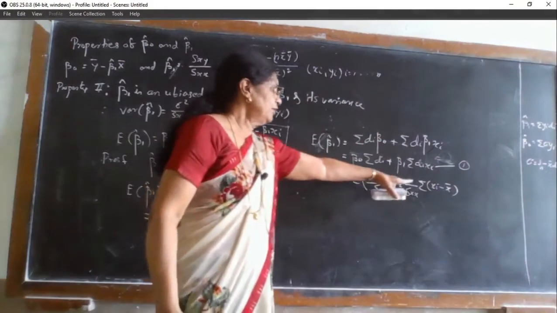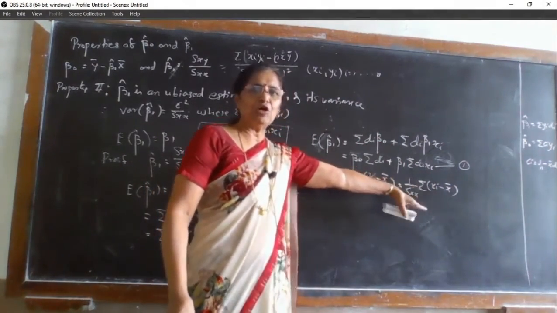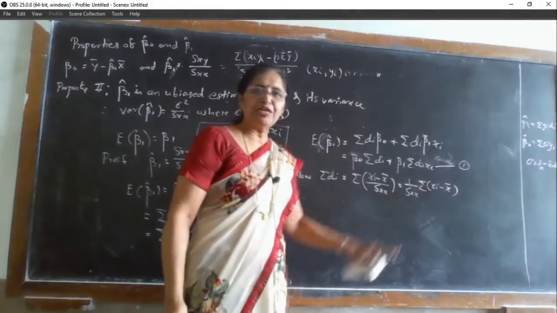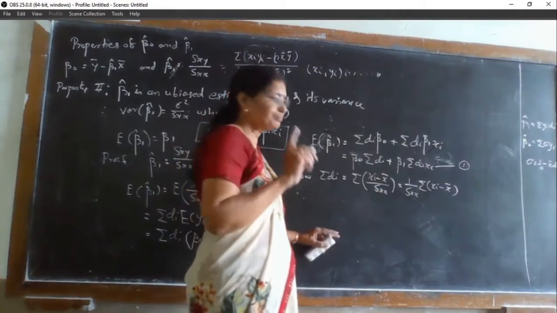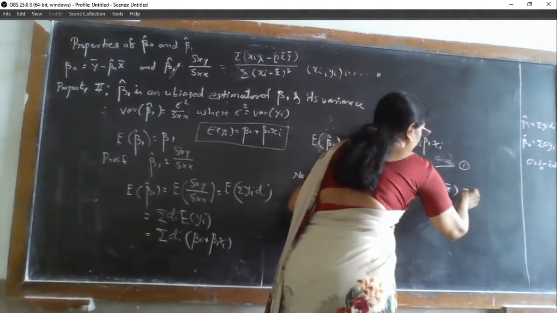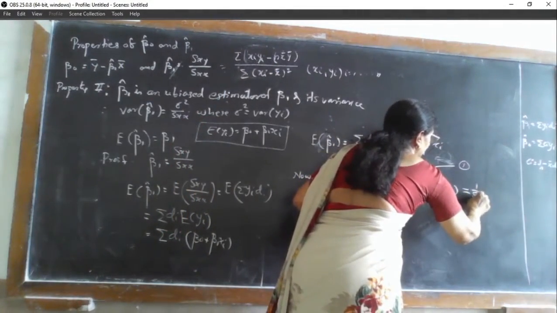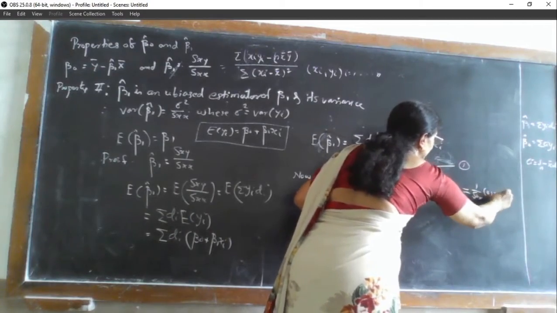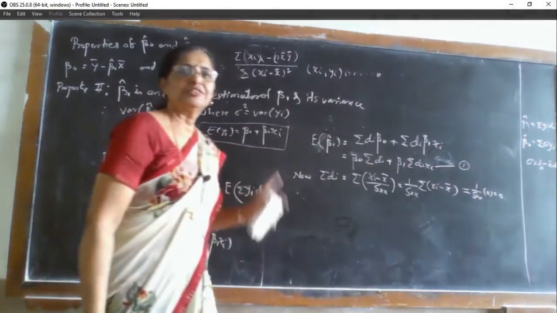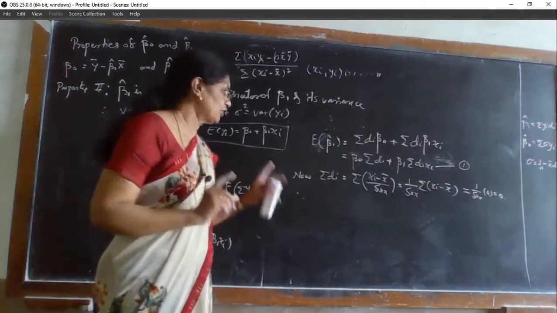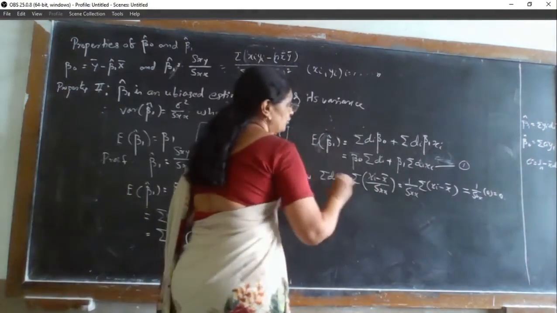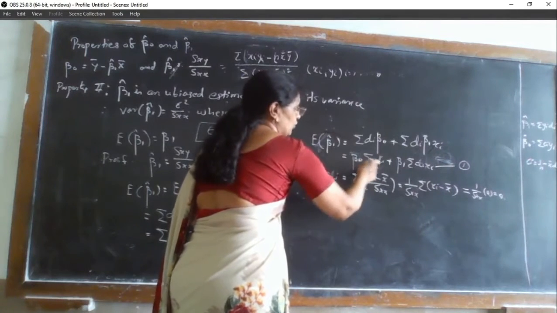Also we know that sum of deviations of all observations from its arithmetic mean is always equal to 0. This is the first property of arithmetic mean. Therefore, this is equal to 1 upon Sxx into 0, which is 0, because sum of deviations of all observations from its arithmetic mean is always equal to 0. So this summation of di comes out to be 0.